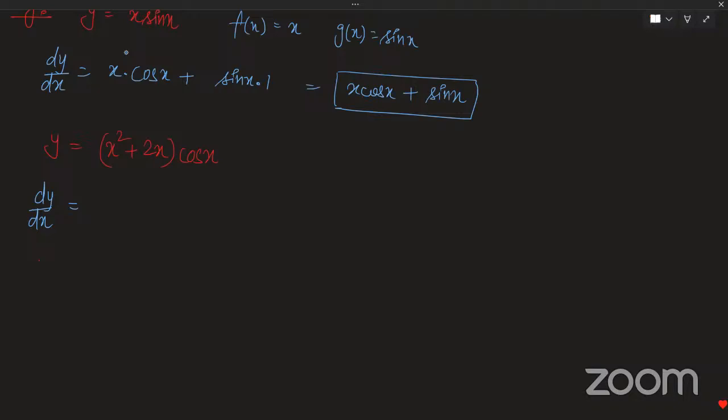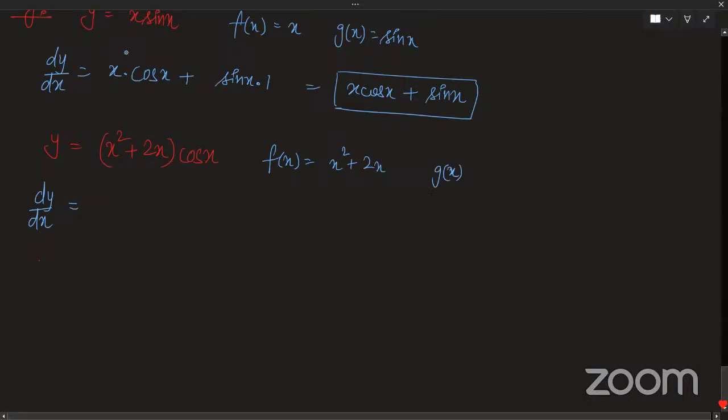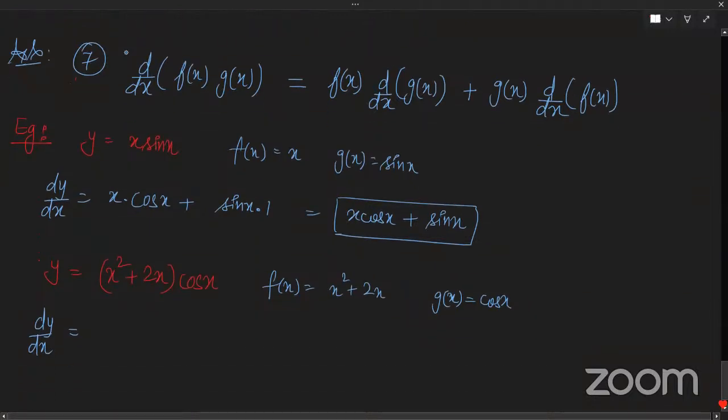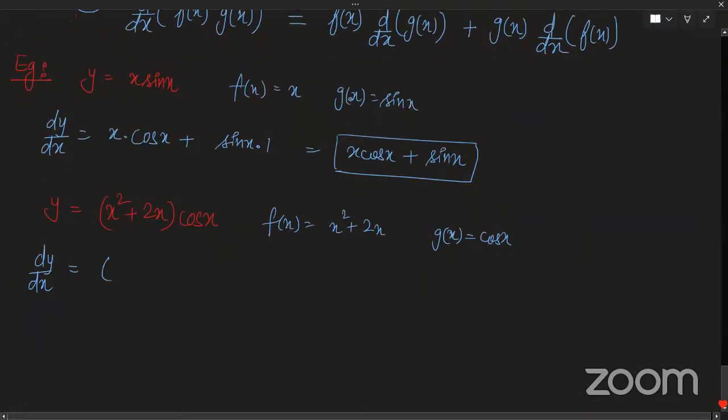Over here, your f of x is x square plus 2x, and your g of x is cos x. So how do we do it? We keep the first function as it is, and then you differentiate your second function, minus sin x. After that, you keep your second function, cos x, as it is.